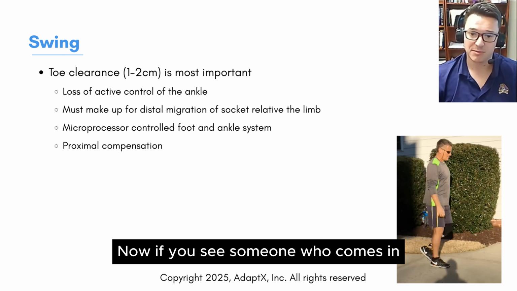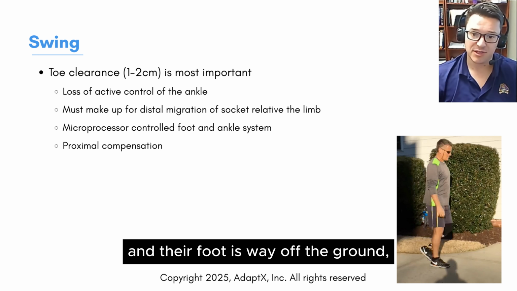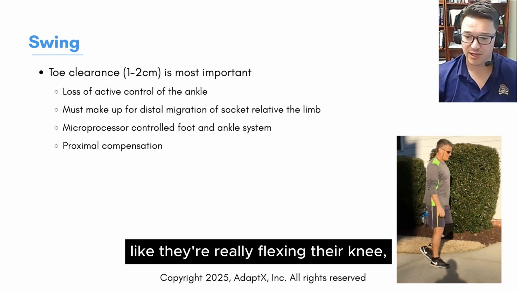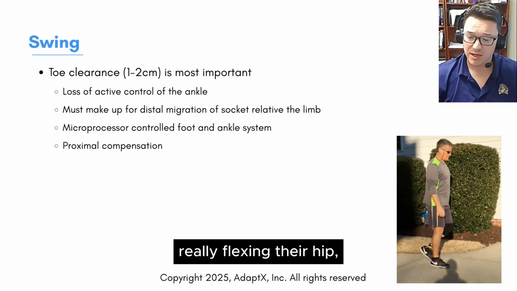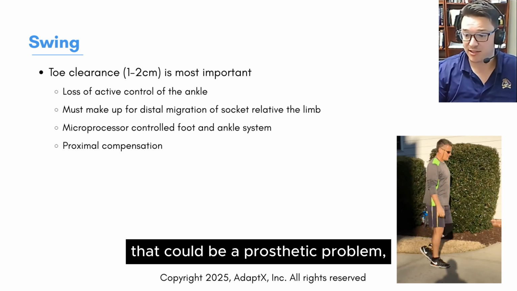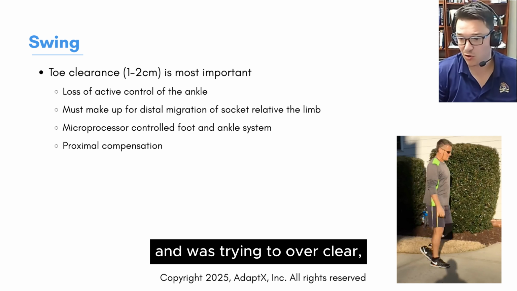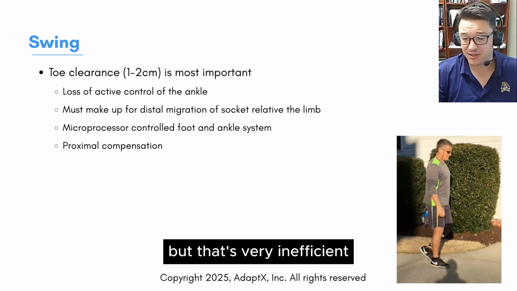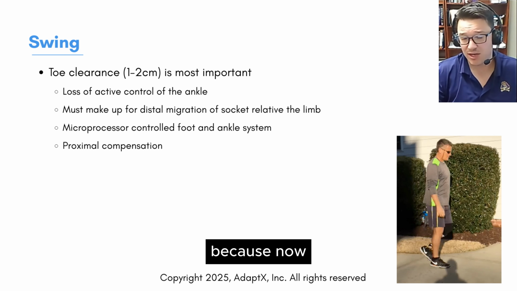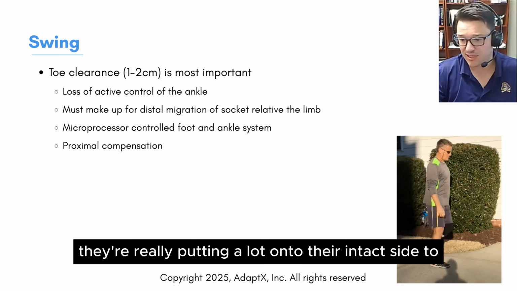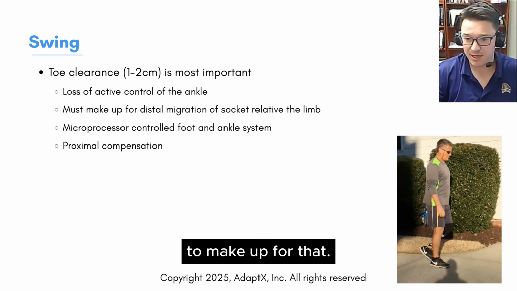Now, if you see someone who comes in and their foot is way off the ground, like they're really flexing their knee, really flexing their hip, that could be a prosthetic problem, or it could be a person who's fearful and is trying to over clear, but that's very inefficient and could also be very unsafe because now they're putting a lot onto their intact side to make up for that.